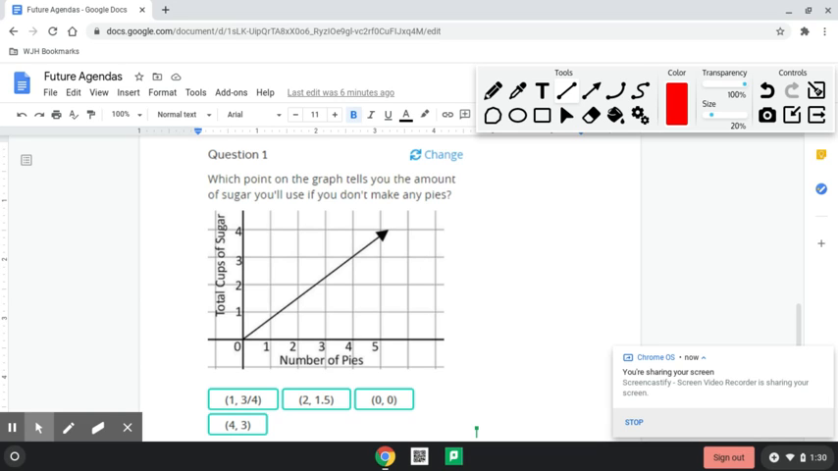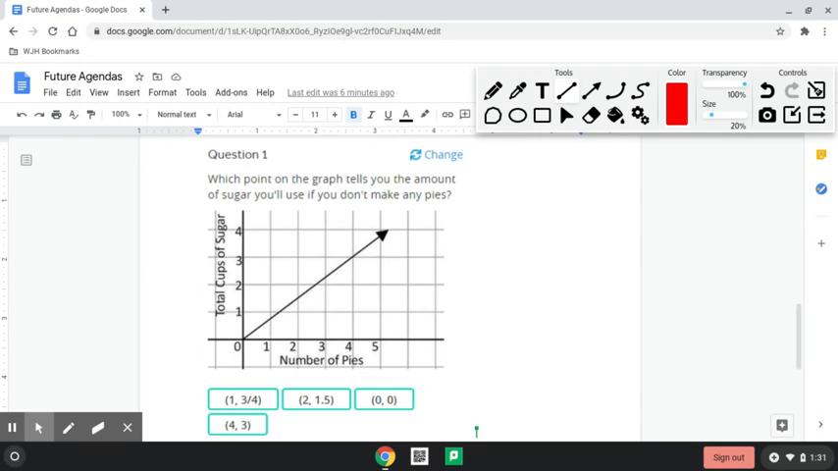Which point on the graph tells you the amount of sugar you'll use if you don't make any pies? So, this is really a question about how well you understand how to read graphs. If you're looking at the number of pies, you can see 1, 2, 3, 4, 5. And you see the line right next to the number. That's what we're going to follow to figure out how many cups of sugar we will use for that number.